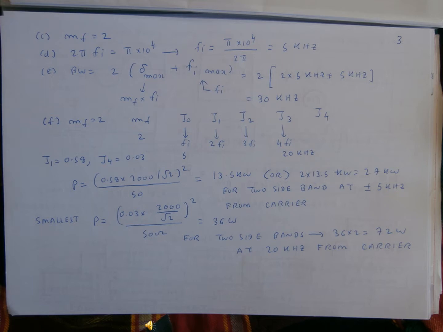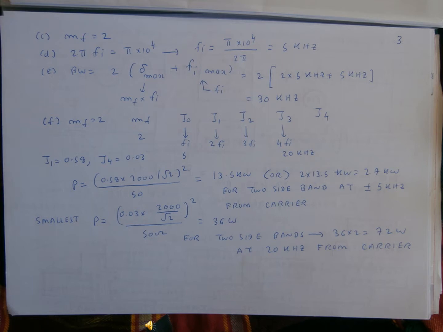For the two sidebands at plus or minus 5 kilohertz, the smallest power is equal to (0.03 multiplied by 2000 divided by root 2) the whole squared, divided by 50. You get 36 watts. For the two sidebands, there will be 36 multiplied by 2, so you get 72 watts, at 20 kilohertz from the carrier. So those are the answers for the problem.